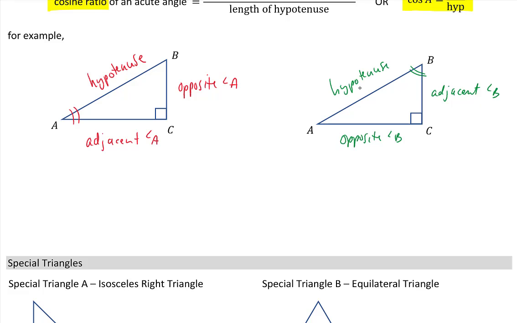So therefore, if we wanted to determine the sine ratio for angle A, remember that's opposite over hypotenuse, so that would be BC over AB. If we wanted the cosine of angle A, that would be the adjacent over the hypotenuse, so AC over AB. And if we wanted the tan of angle A, that would be equal to BC over AC.